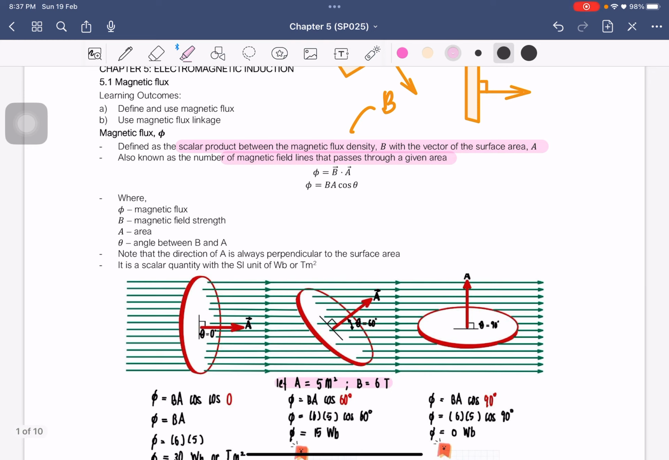So the formula is phi equal to BA cos theta lah. Ini adalah formula. So it is given in your formula sheet, so it's not really a problem for you. Sebab you don't have to remember the formula lah.